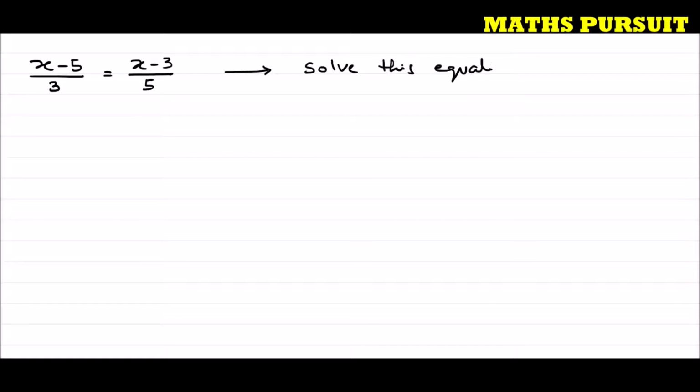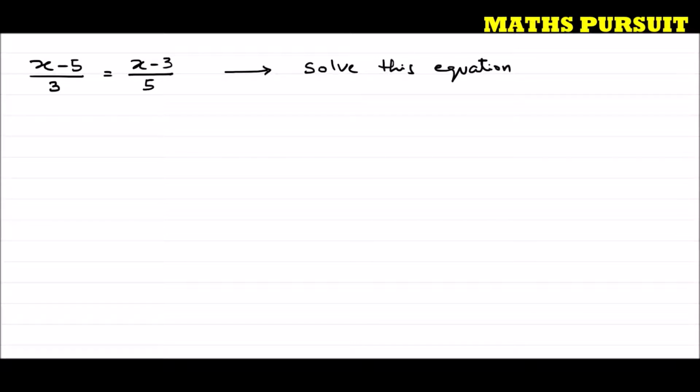The question has given us this equation: (x minus 5) divided by 3 is equal to (x minus 3) divided by 5. The question is asking us to solve this given equation, this linear equation.